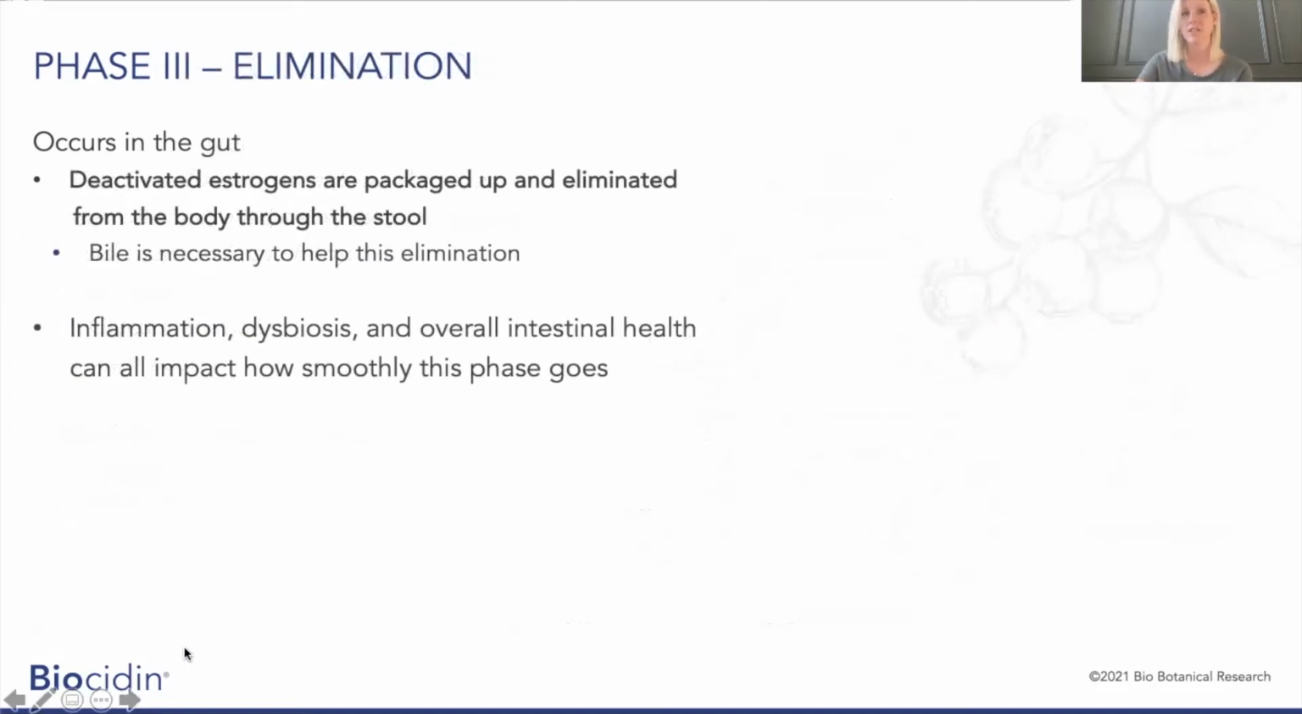Then we have phase 3. This is elimination, and it takes place in the gut. The deactivated estrogens from phase 2 are packaged up and then eliminated from the body through the stool. Bile is necessary to help this elimination. Conversely, if there's inflammation, dysbiosis, or just overall poor intestinal function, this can all impact how smoothly this phase goes.